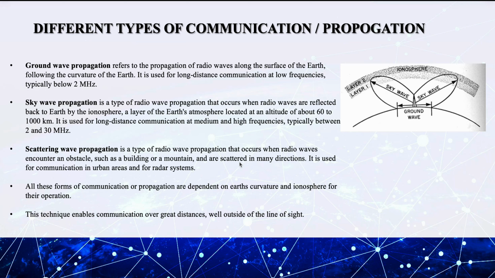It is very close to the surface of the Earth, whereas sky wave propagation gets reflected from the F layer of the ionosphere, and scattering wave propagation gets reflected from the E layer of the ionosphere. From these types of communication, we can understand that there is a basic requirement of the Earth. We are totally dependent on the surface of the Earth, or the atmosphere with the ionosphere within the E layer or the F layer, and we are totally dependent upon the curvature of the Earth for signal communication.